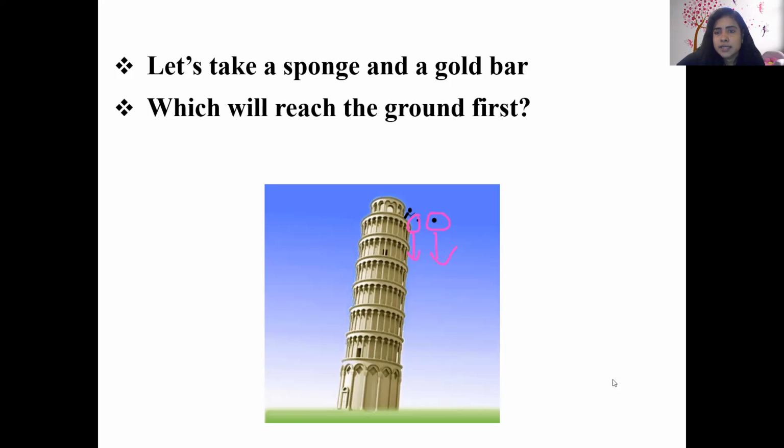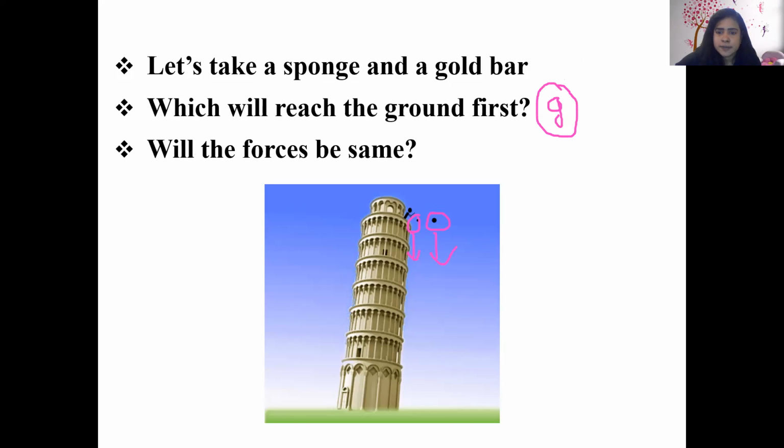Yeah, both of the objects are going to reach the ground at the same time because the acceleration, that's g, is going to be the same. So both objects will reach the ground together. But will the forces be the same? Let's imagine that when I'm dropping the gold bar and the sponge, two persons are standing there. Let's see who is fortunate and not fortunate. One gets the sponge, but one gets the gold bar. Both are going at the same time. But will the force that each person experiences be the same?